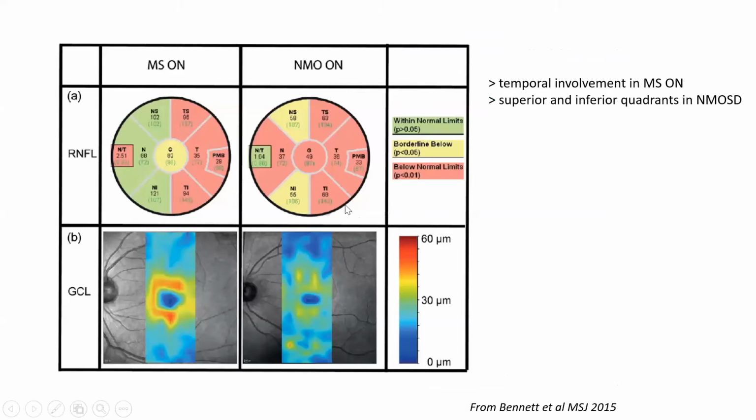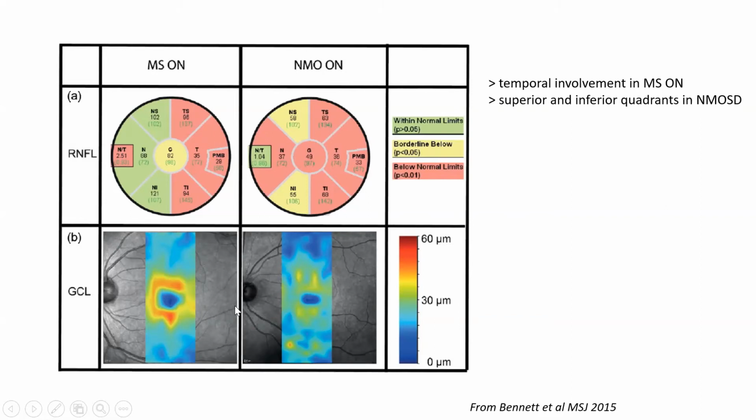And here we can see an example of a person with optic neuritis after NMO with widespread involvement, and that tends to be more evident in the superior and inferior quadrants compared with a typical patient with MS with a more prevalent involvement of the temporal region and with less degeneration of the ganglion cells, as we can see here in the bottom figure.